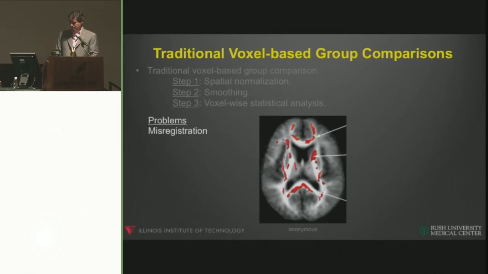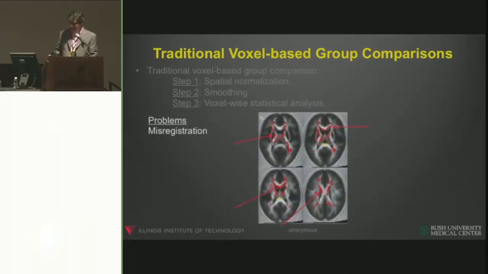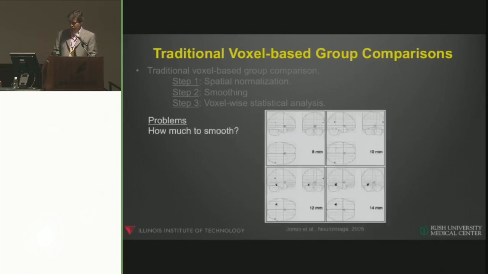You can see what happens in the corpus callosum, in the front and the back of the brain. You see significant effects all along the edges of the white matter. The same thing over here. You see it in the internal capsule. You see it in the corpus callosum, and so on. So that's one big problem of traditional voxel-based group comparisons.